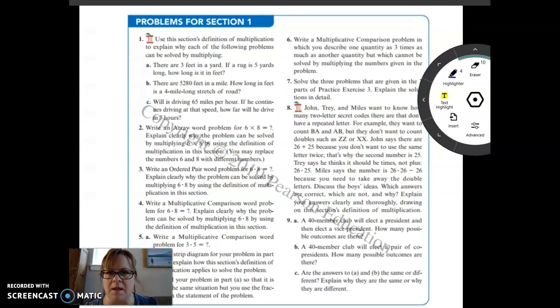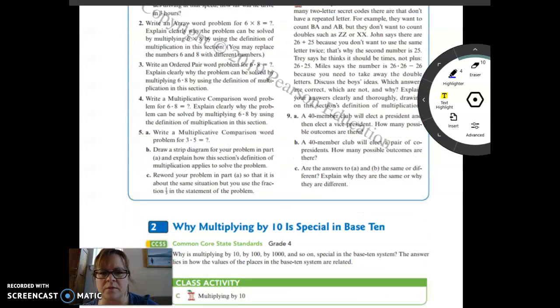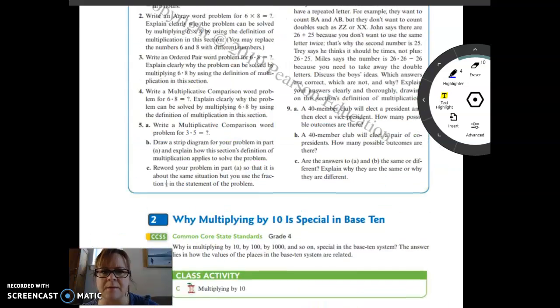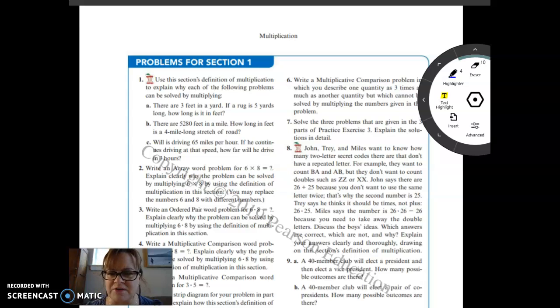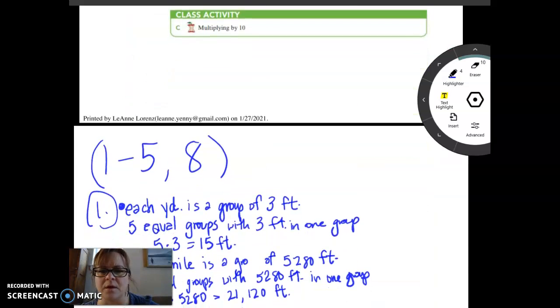All right. In the first one, because we did 1 through 5 and 8. Yep, so in the first one, we are using this section's definition of multiplication. So m times n equals p. So the number of groups times the number in each group equals our product. And we're using that definition of multiplication to explain why these following problems can be solved by multiplying. So A, B, and C. So let's go down to my work here.